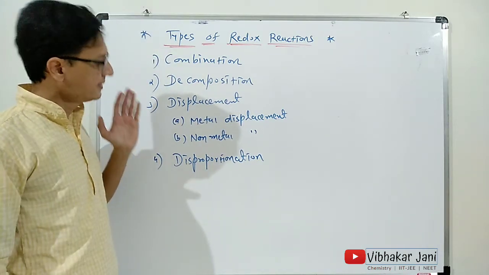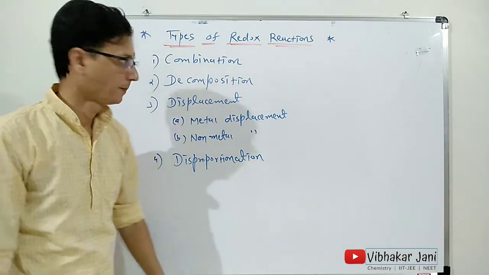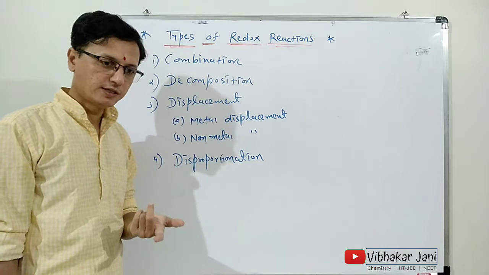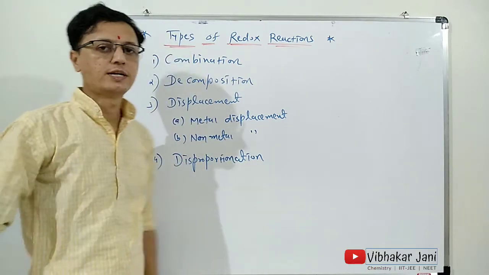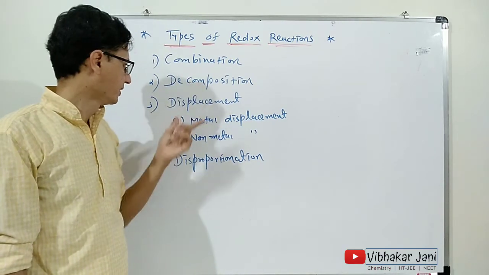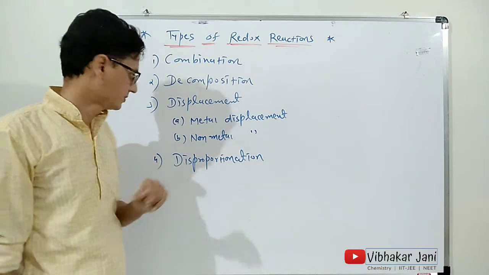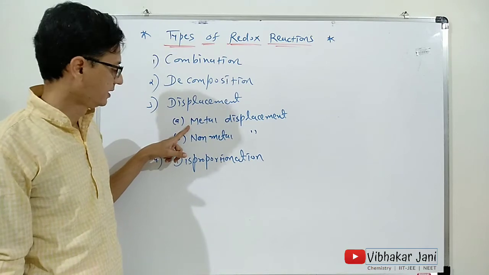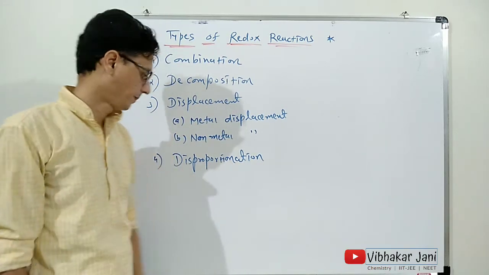First of all, this is the list of the different types of redox reaction. Combination is a kind of redox reaction. We are going to discuss in detail all these kinds of reactions: combination, decomposition, then displacement. Displacements are of 2 types, non-metal displacement and metal displacement. And the last is disproportionation.